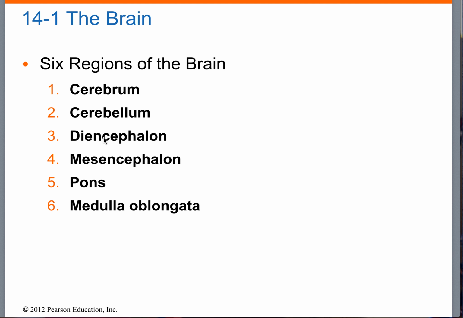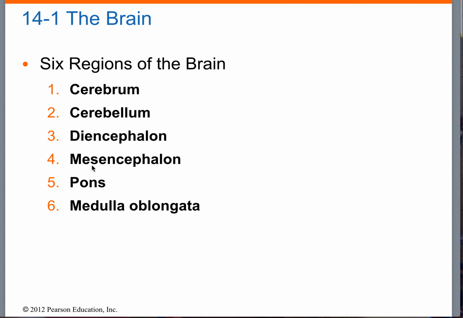And then diencephalon was broken down into two things, the hypothalamus and then the thalamus. And the thalamus relays the information. The hypothalamus, what was that? S-S-H-T-T: sex, sleep, hunger, thirst, and temperature regulation.